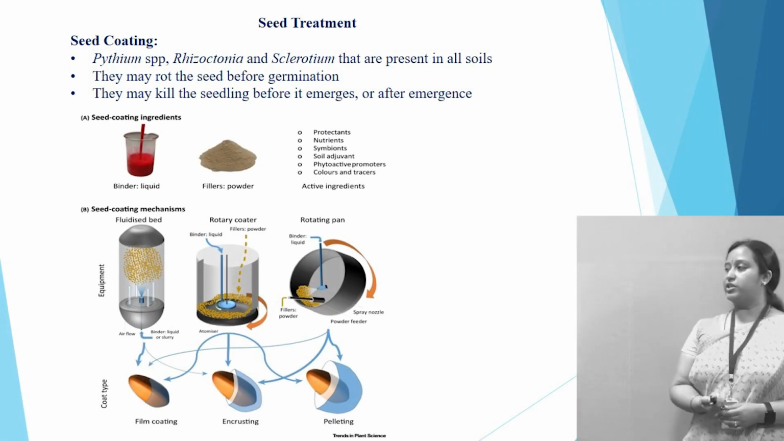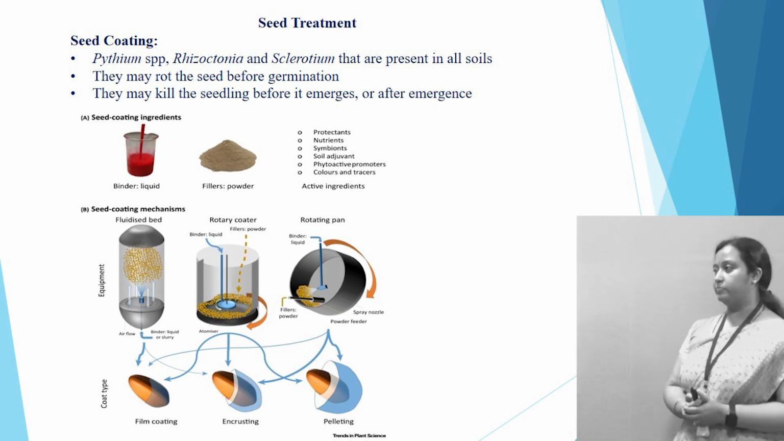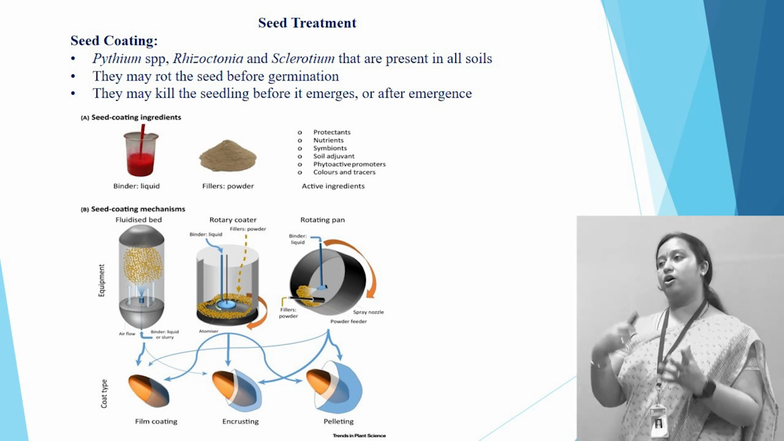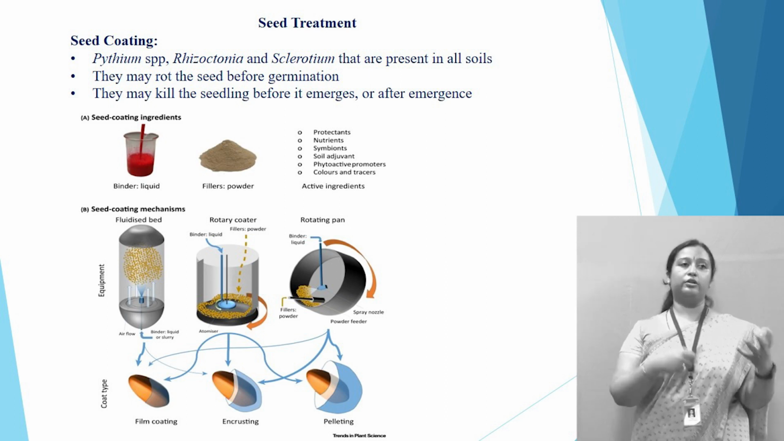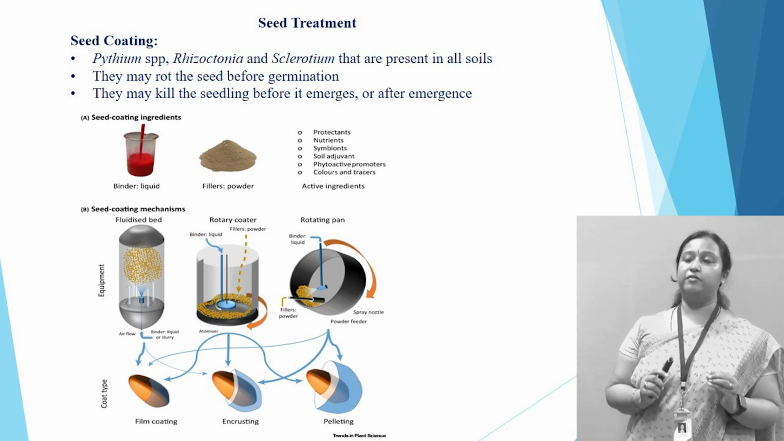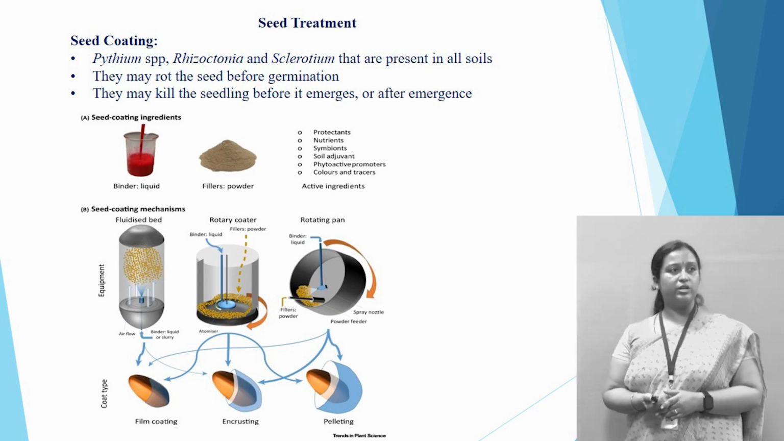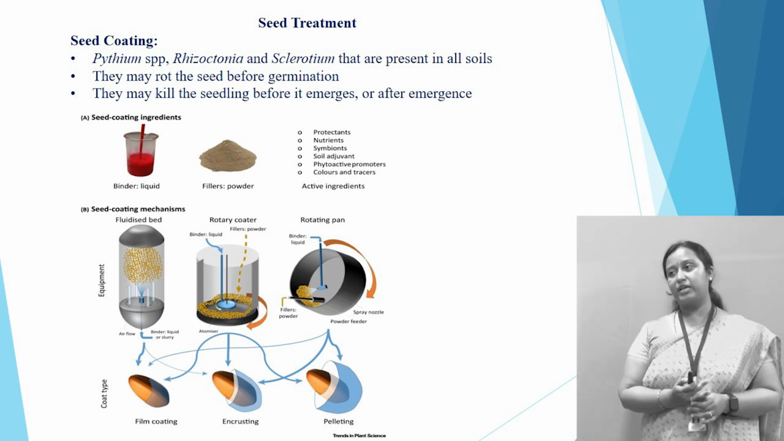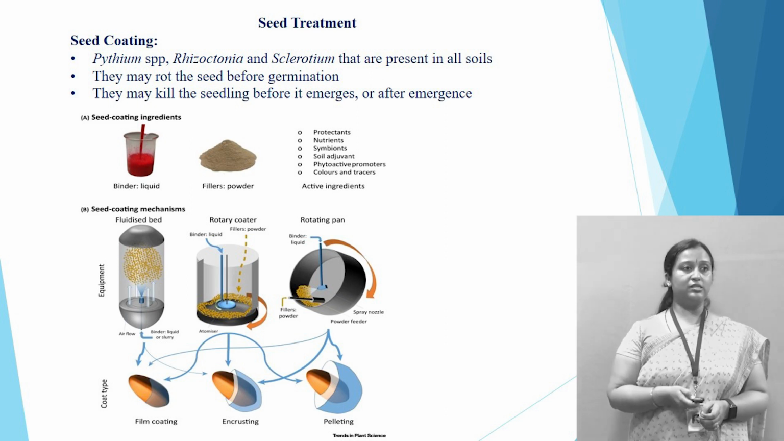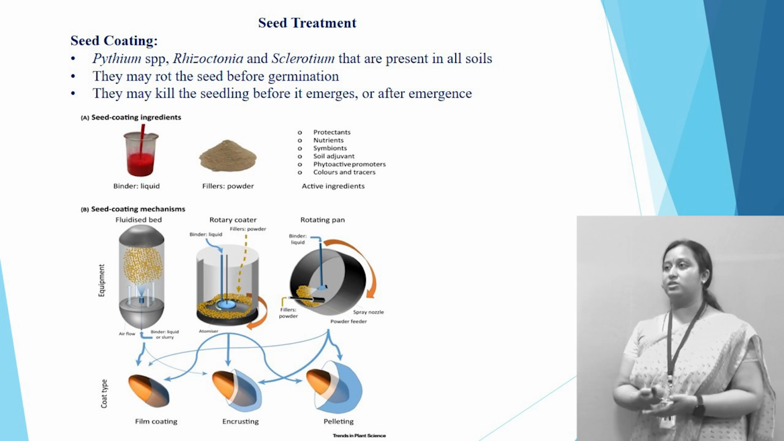Next is seed treatment. Seed treatment is done in different stages. First with seed coating, especially because the soil in agricultural land contains a lot of pathogens or debris from the previous season or from infected plants. All these have to be eliminated from the seed sample, especially Pythium species, Rhizoctonia, Sclerotium. All these are some pathogens that are present constantly in the soil. They may rot the seed before germination, or even after germination, they may kill the seedling emergence.